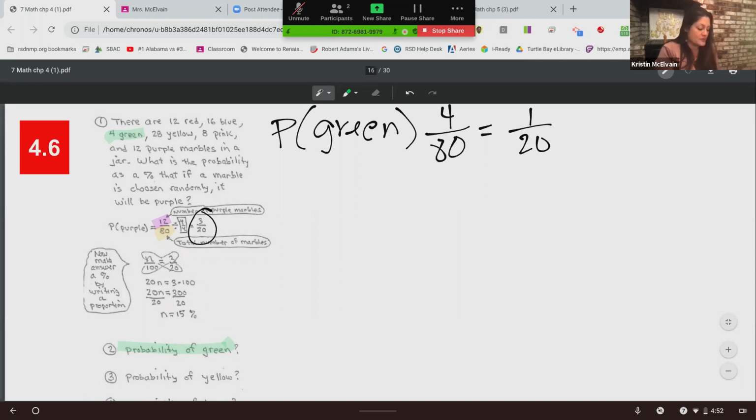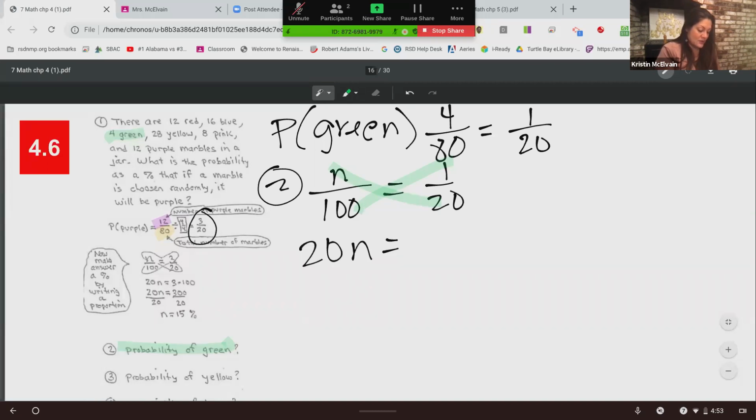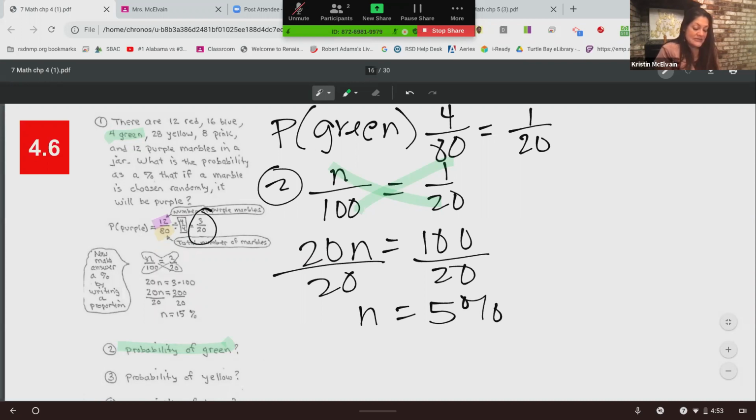Now we need to find the percent for number 2. What percent of 100 is 1 out of 20? Cross multiply gives us 20n equals 100, since 100 times 1 is 100. Divide both sides by 20 gives us n equals 5%, since 100 divided by 20 is 5. So the probability of getting green is 5%.